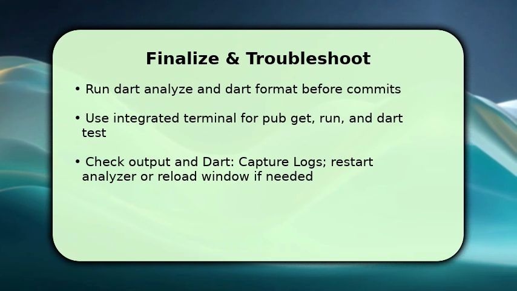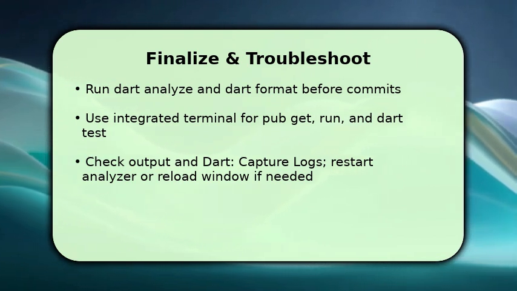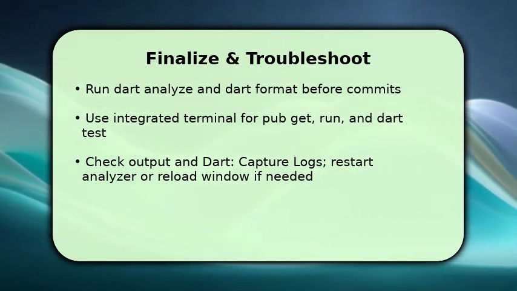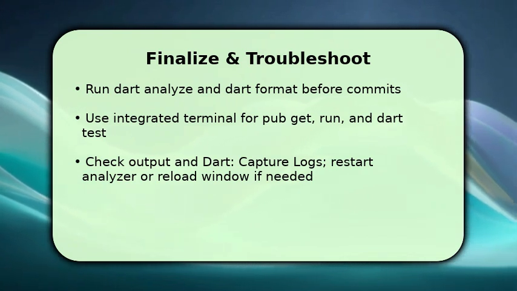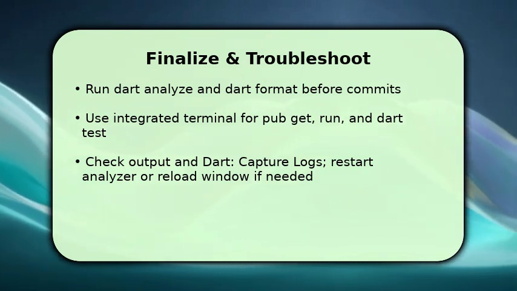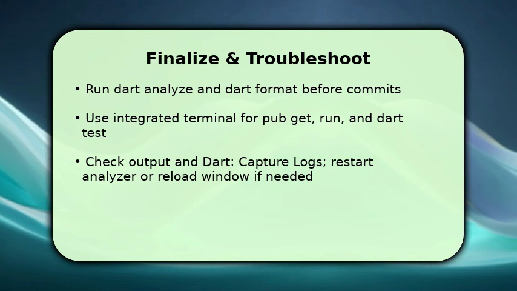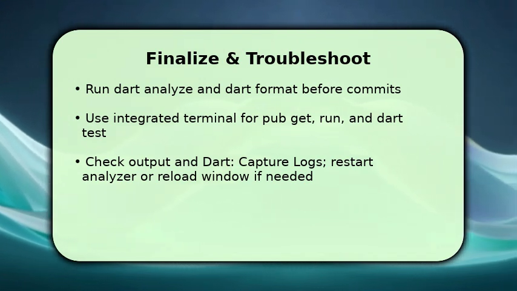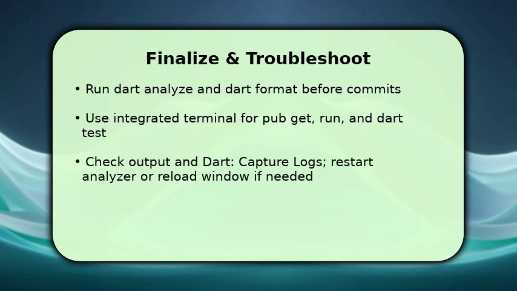If things go wrong, check the output panel and select Dart or the analyzer to read errors. Reload the VS Code window or restart the analysis server to clear state. If dependencies fail, run pub get and inspect pubspec. Resolving that usually restores normal operation.